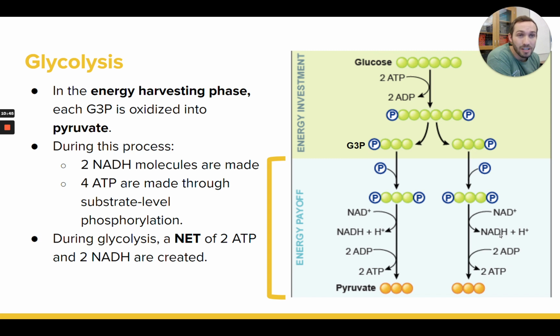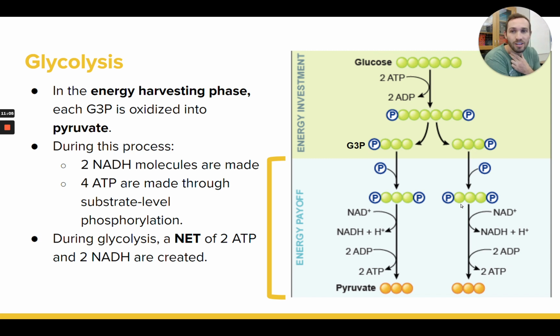Same thing happened over here. And so we just stole our first 2 pairs of electrons. This pair of electrons was stolen, and then this pair of electrons was stolen. And again, whenever you see NADH, just know he's holding on to a pair of high energy electrons, and those electrons originated in glucose. That's where they came from before it started breaking down into these molecules.